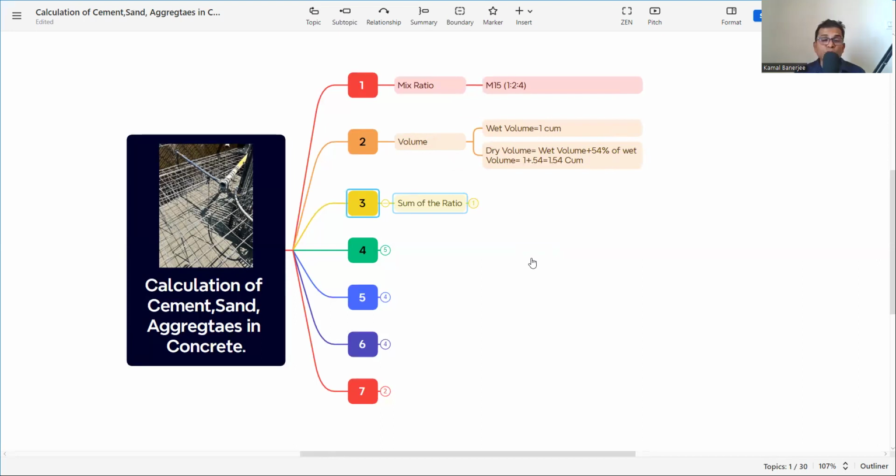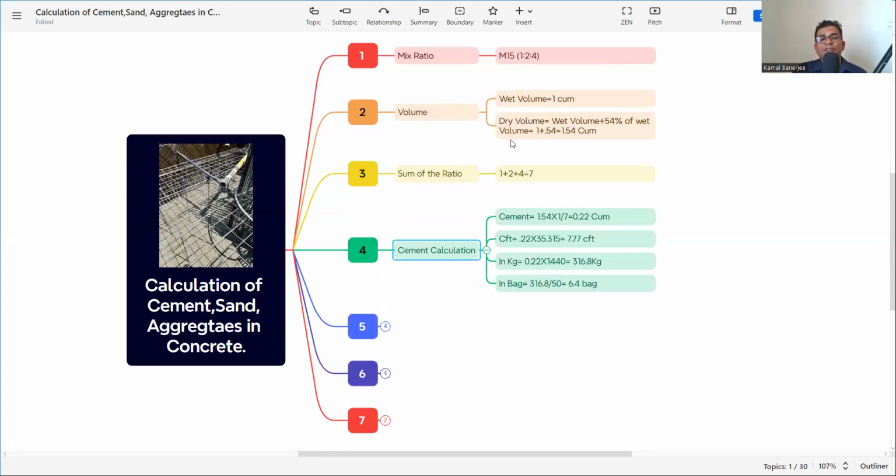So why do we need to calculate the dry volume? Because every material or every ingredient we are calculating in a dry condition. So that is why we need to know the dry volume. So for 1 cubic meter of wet concrete, we need to calculate for 1.54 cubic meter of dry concrete. Now the next part is the sum of the ratio. What is the sum of the ratio? It is 1:2:4, that is 1 plus 2 plus 4, which becomes 7. Now, we know the mix ratio, that is 1:2:4. We need the volume, that is 1.54 cubic meter, in order to get 1 cubic meter of wet volume, and the sum of the ratio, 7.